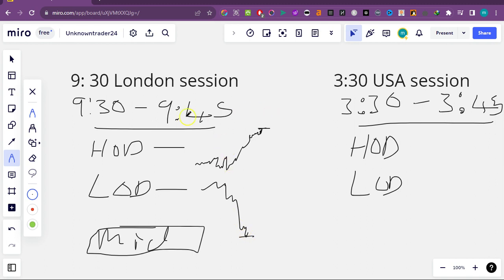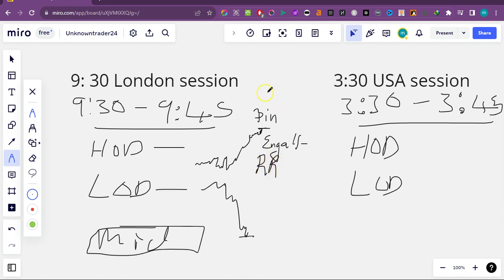If this candle is either a pin, please pay close attention, or an engulfing, or a raro track, I'll show you what I mean.